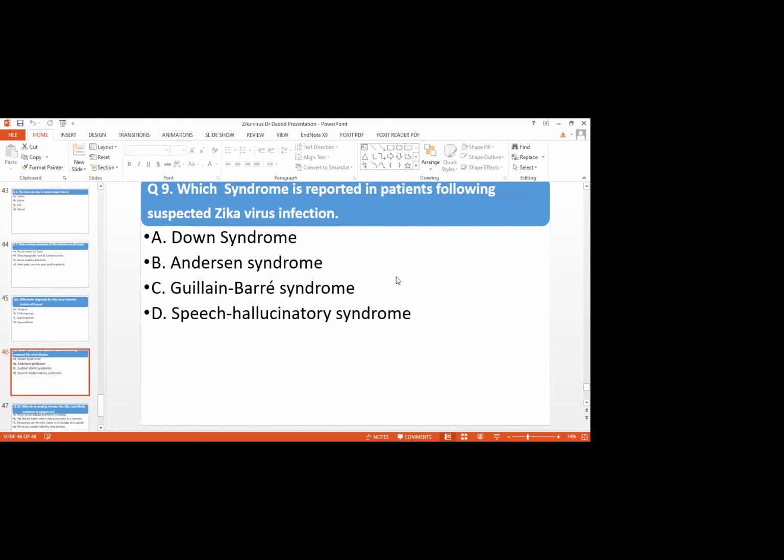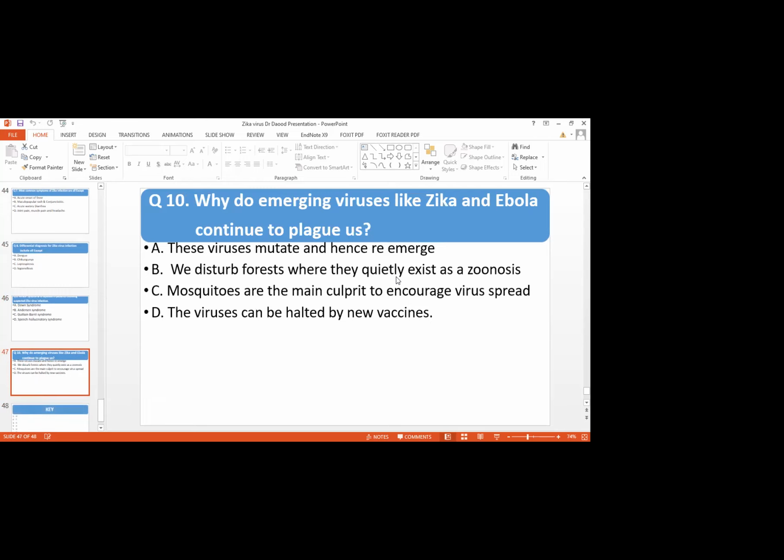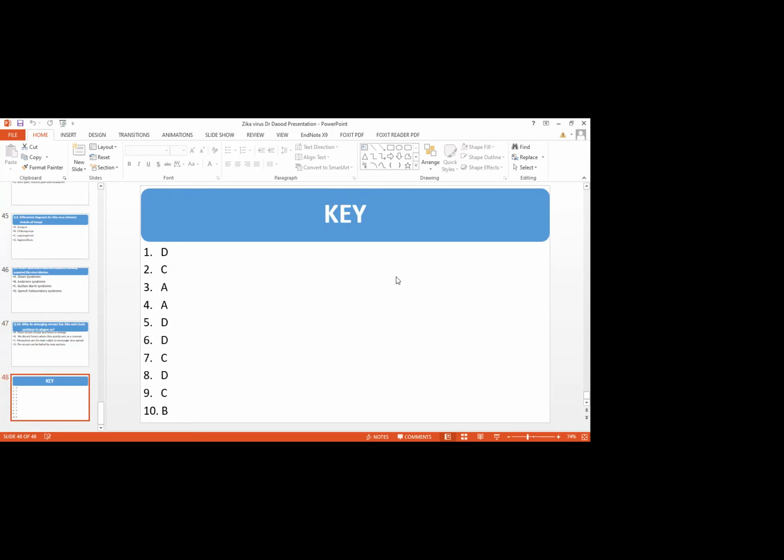Which syndrome is reported in patients following suspected Zika virus infection? C. Good. Why do emerging viruses like Zika and Ebola continue to plague us? It's B: we disturb forests where they quietly exist as zoonoses. Thank you very much. That's all from me.